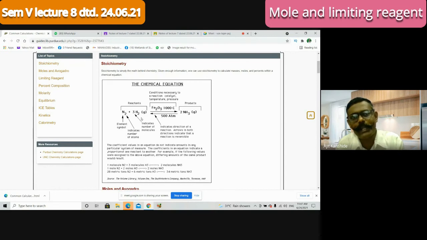What are the units we are taking, in terms of that the number 3 will work. If I talk about 1 nitrogen molecule, then 3 hydrogen molecules. If I talk about 1 nitrogen mole, then there will be 3 hydrogen moles. Now answer my question. If 0.5 mole of nitrogen, half mole of nitrogen, is there, then how many moles of hydrogen should be there?